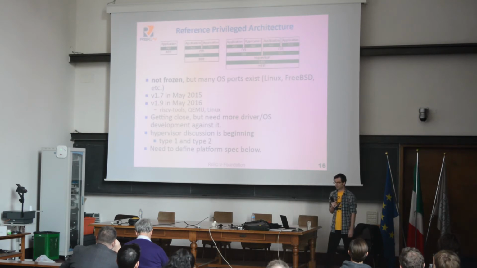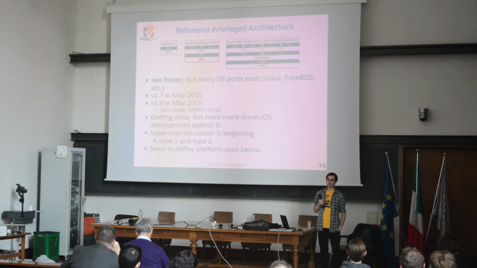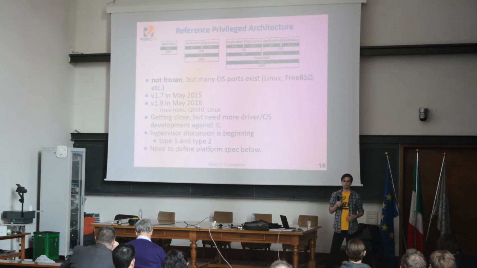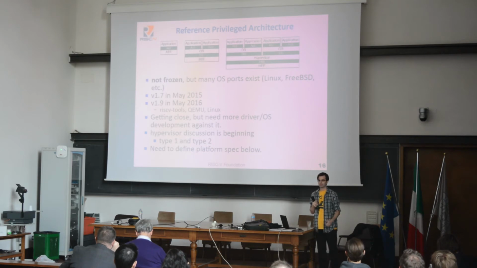In terms of the privileged architecture, although we've not frozen this, there are quite a few OS ports that exist, like Linux and FreeBSD. Last year we had version 1.7, now we have version 1.9, and our tool chains, QEMU and Linux are all updated to 1.9. This is one of these hard things where you really just have to have more OS development against more drivers. We're also just now on the mailing list starting to talk about hypervisors. And you also really need a platform spec, at least one example of a platform spec, to make sure that you're really designing the proper reference privileged architecture. So these are the types of things that we need to get a lot of feedback on.